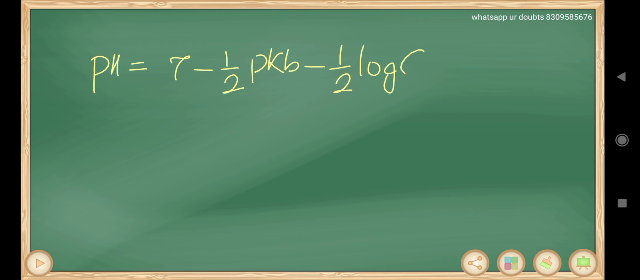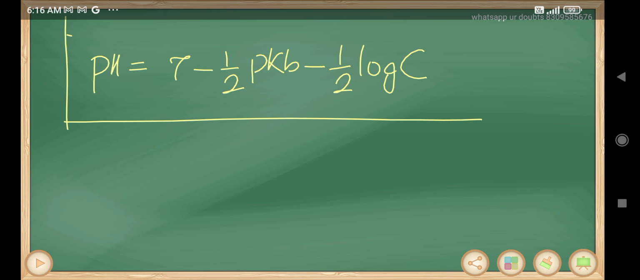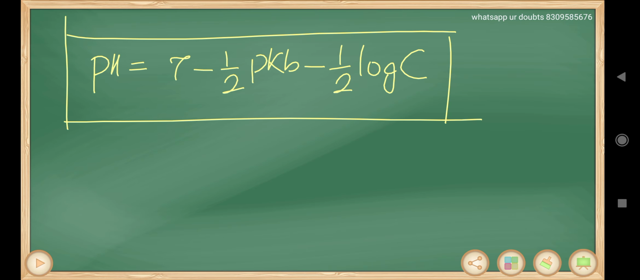Next one, pH. This is one interesting point about this. pH is equal to 7. It is acidic in nature, so pH must be less than 7. So minus half pKb, minus half log C. pH is equal to 7 minus half pKb minus half log C. Remember these points, that's very, very, very important.